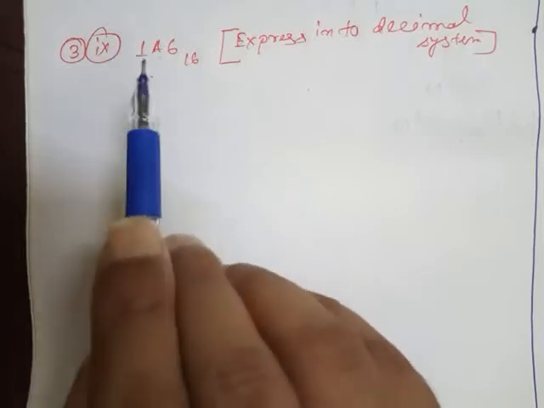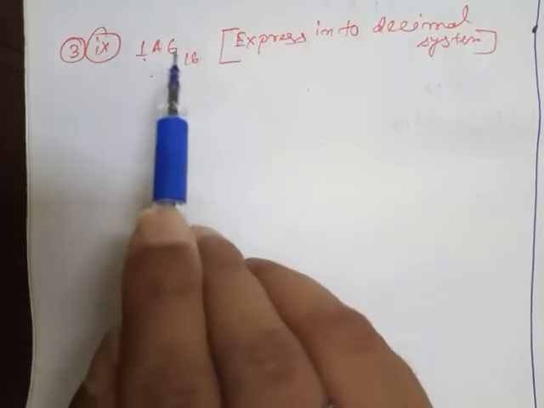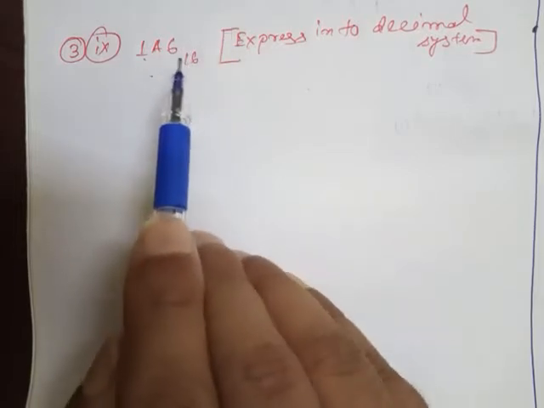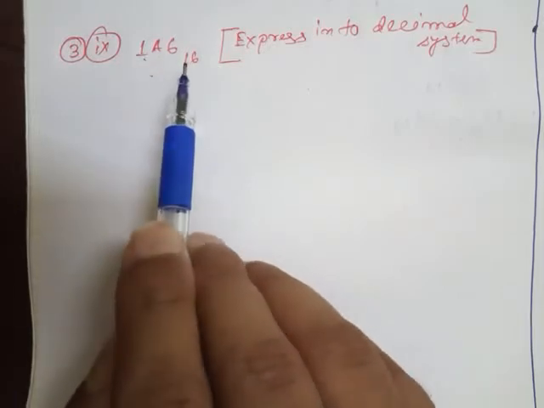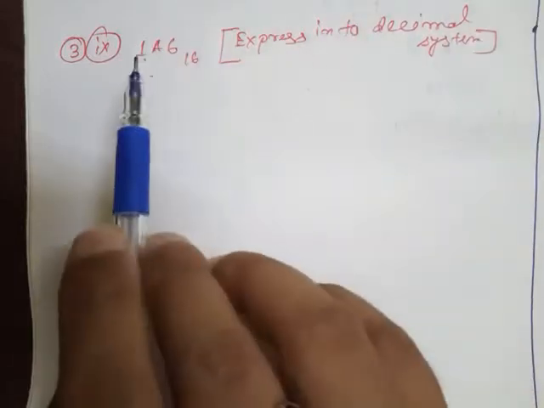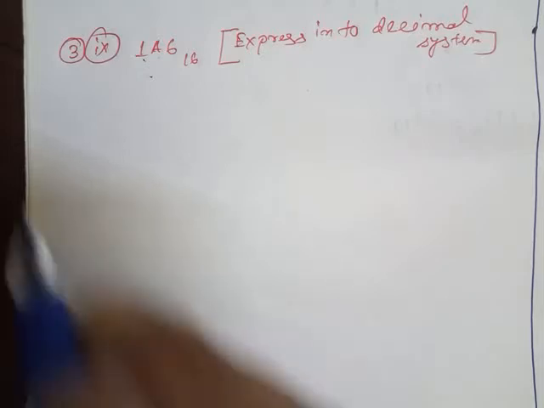It is not I, it is 1A6, because 1 is a part of base 16, which means what? Hexadecimal. 6 is a part of hexadecimal. 1 is a part of hexadecimal. A is a part of hexadecimal. I is not a part of hexadecimal. That's why this should not be I. This is 1. Now how to solve this one?